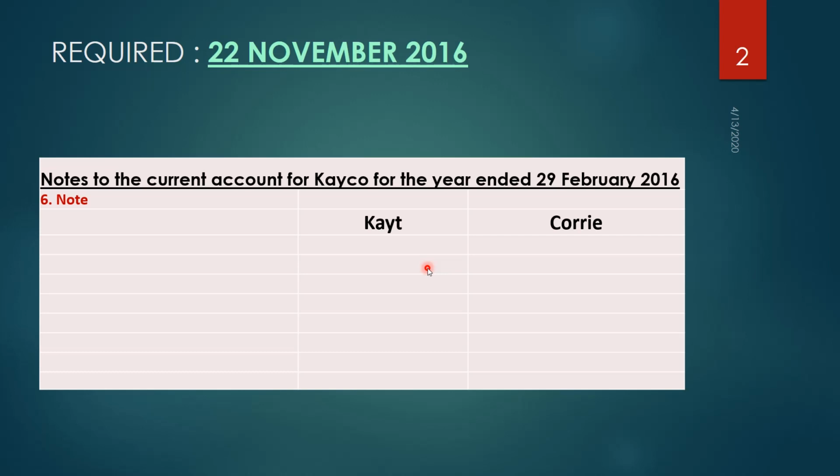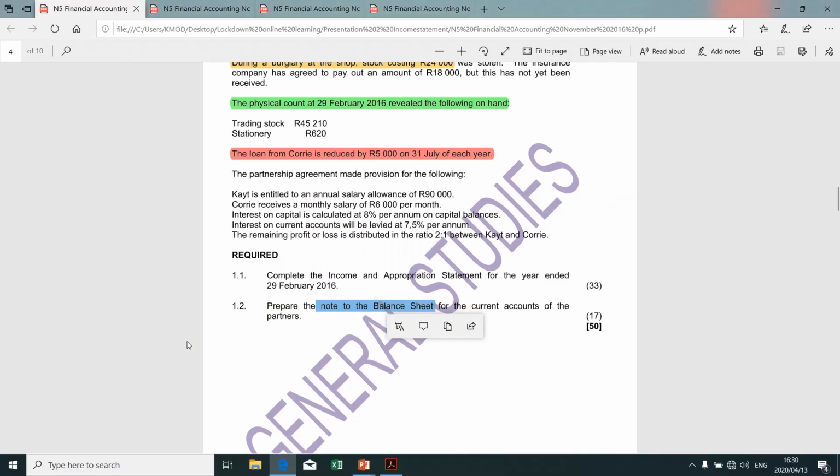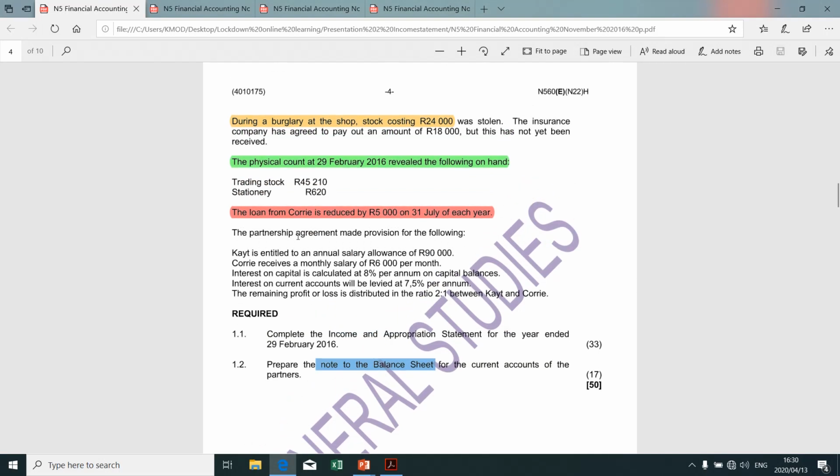Moving along swiftly, I want to highlight the fact that items that make up the current account are normally found under what we refer to as the partnership agreement. I quickly want to go to the partnership agreement as per the 2016 question paper. The partnership agreement consists of what we call provisions. All the provisions of the partnership agreement will be taken into account in preparation of the partners' current accounts.